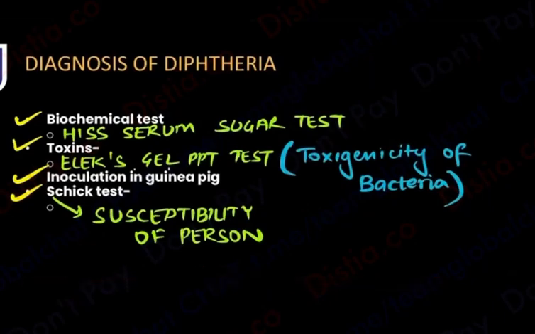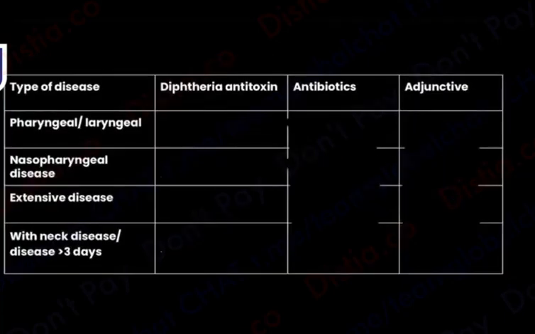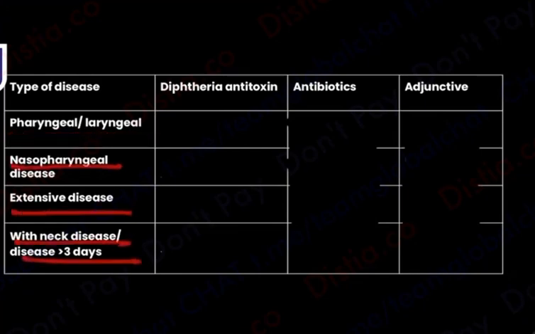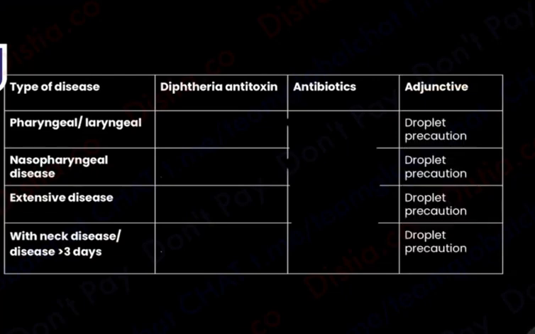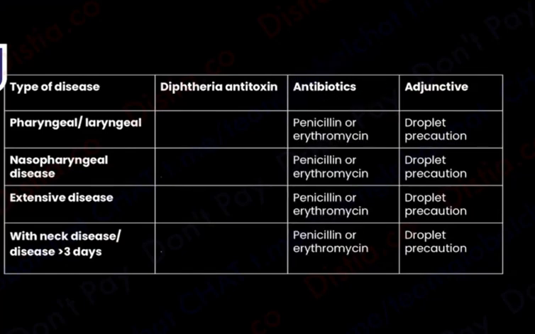Do you know that beyond all of this, we are obviously left with a type of a treatment? पहले तो whether it is pharyngeal or it is nasopharyngeal or it is extensive disease with more than 3 days and neck disease, if extensive disease is there, in all of them, one thing that I will have to manage is droplet precaution, because this disease spreads with droplets. I will have to take droplet precaution. Second, I will have a set of antibiotics also, which is going to be penicillin or erythromycin depending on patient's tolerance. Penicillin or erythromycin antibiotics सारे situations में होगा, droplet precaution सारे situations में होगा.